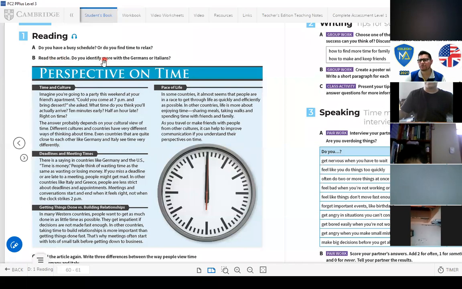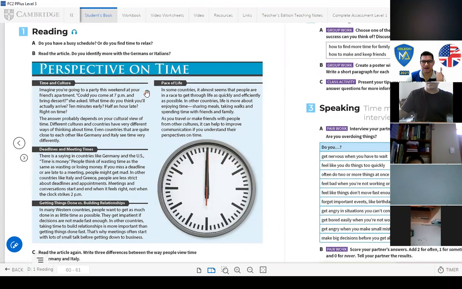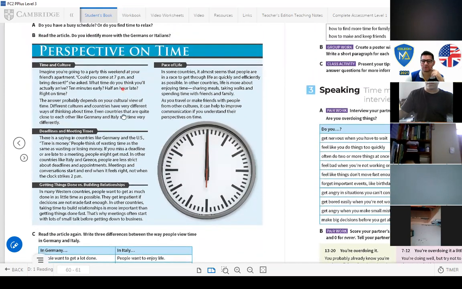Read the article. Do you identify more with the Germans or Italians? ¿Con quién te identificas más? ¿Con los Germans, los alemanes? ¿O los Italians, con la padula? What do you think? Okay, you are gonna listen, please, and you are gonna read.